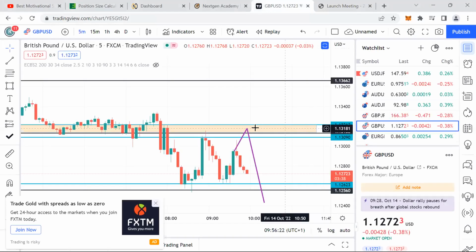Somebody's asking, what's my zone? Look at it now. Between 1.1312 to 1.13217. Within this yellow area, that's my zone.